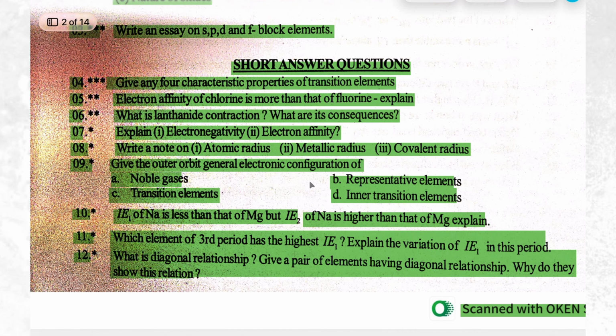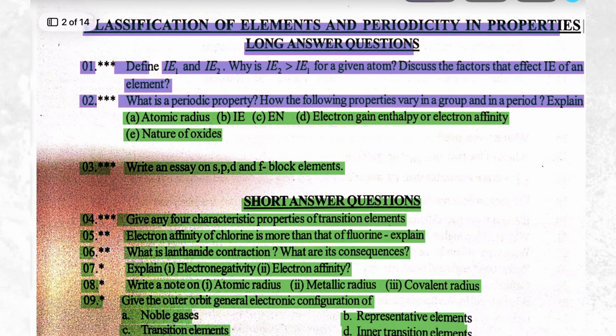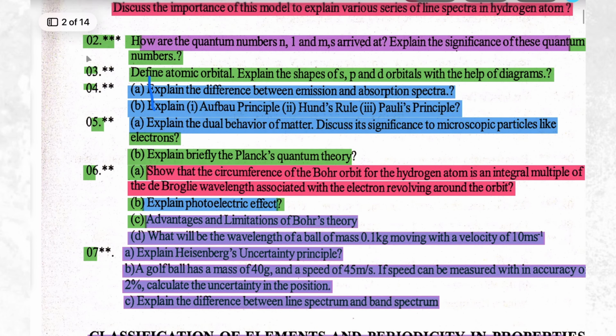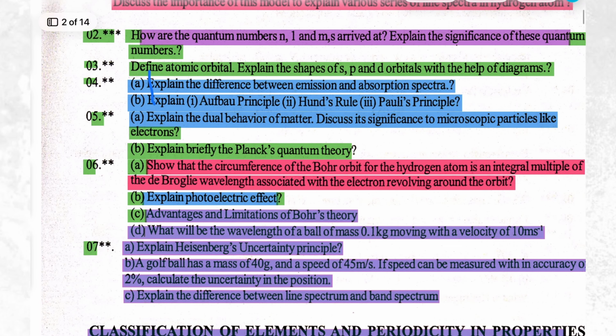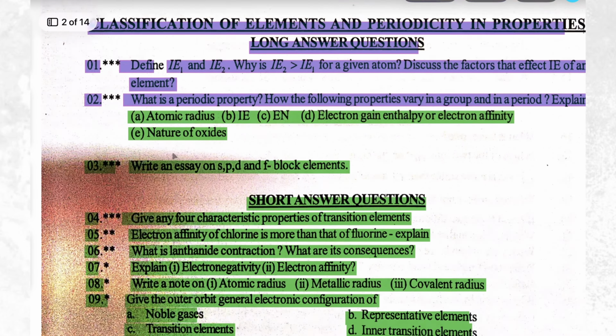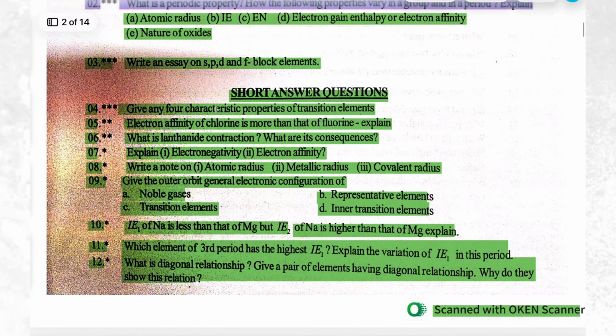From this, just now I informed, short answers will come. So previously in atomic structure also you can see some short answers, and that is AB combination. Short answer means AB combination. Similarly here, directly short answers will be asked instead of LAQ. See, give any four characteristic properties of transition elements, and why is the electron affinity of chlorine more than that of fluorine.